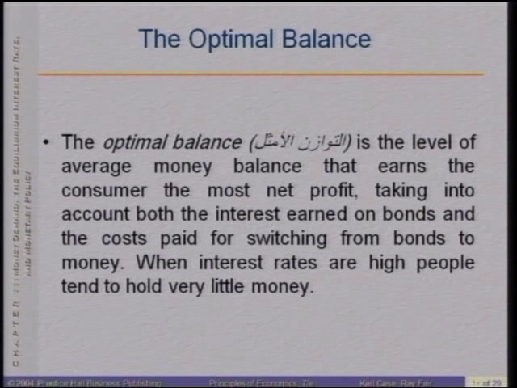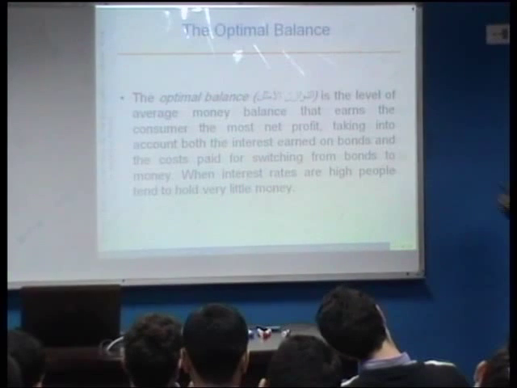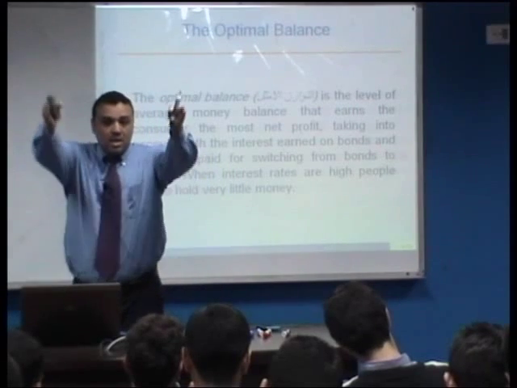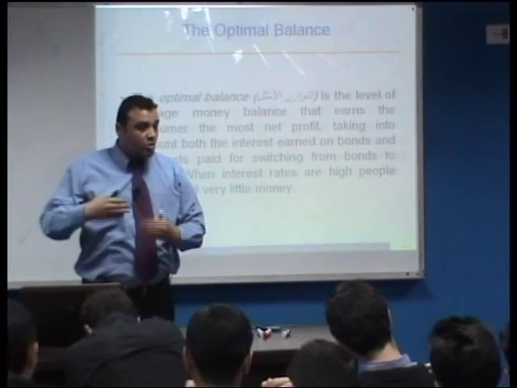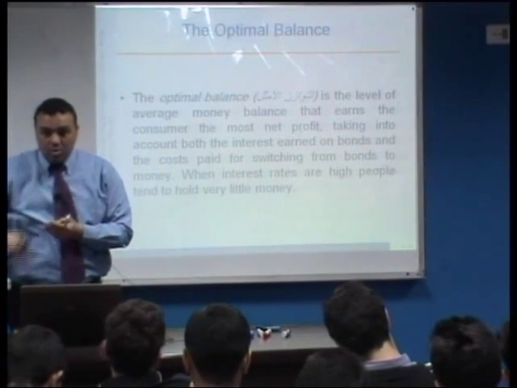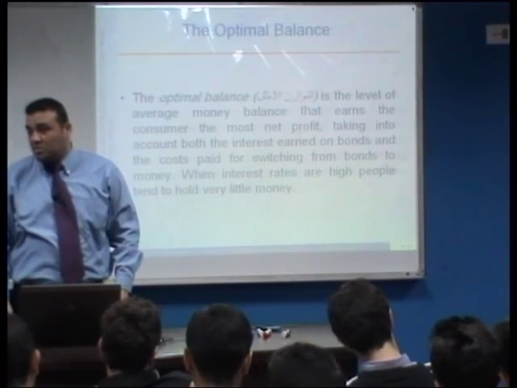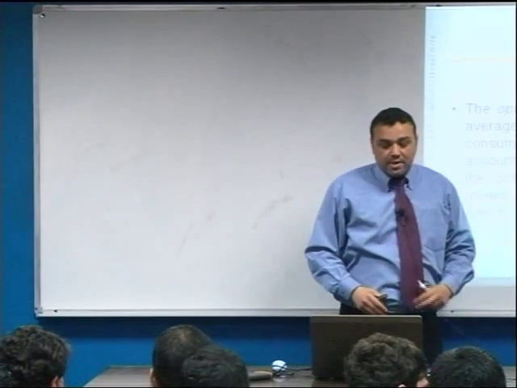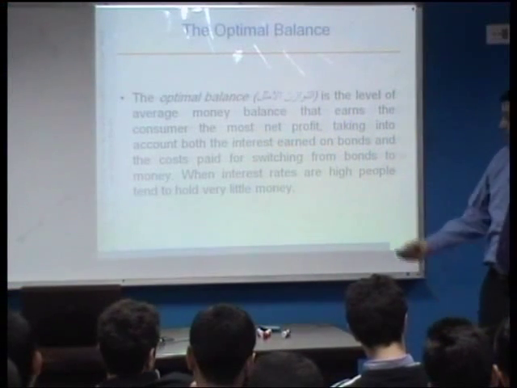تمام؟ Which is, taking into account, ايش؟ الانترست rate earned on bonds and the cost paid for switching from bonds to money. إذن بدي آخذ بعين الاعتبار أسعار الفائدة على البونز و cost of switching. وشفتوا لما عملنا changing في الانترست ريت وفي الكوست of switching اتغير النت بروفيتس والـ optimal balance. صح؟ And when the interest rate is high شو الناس بتشتري؟ bonds. صح؟ بس هي الفكرة.